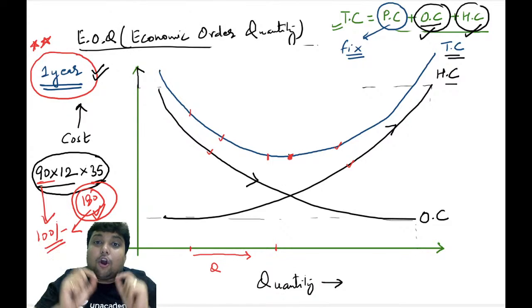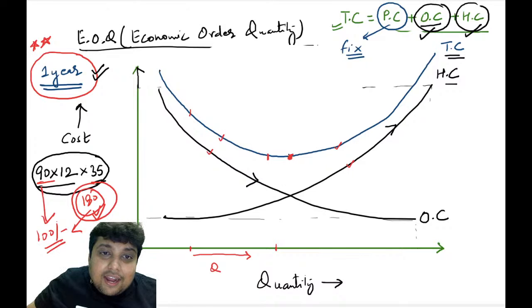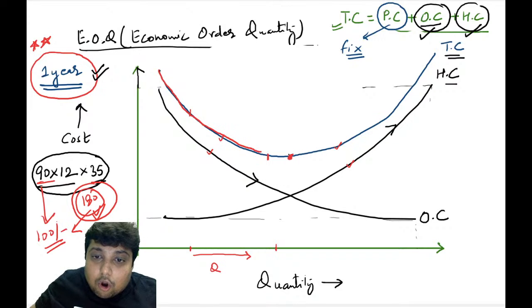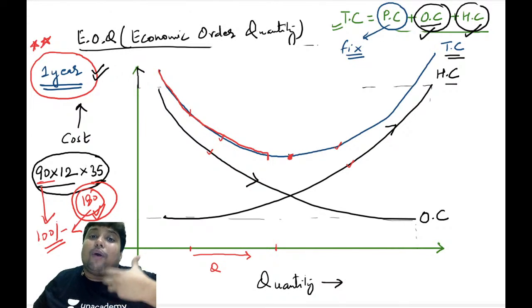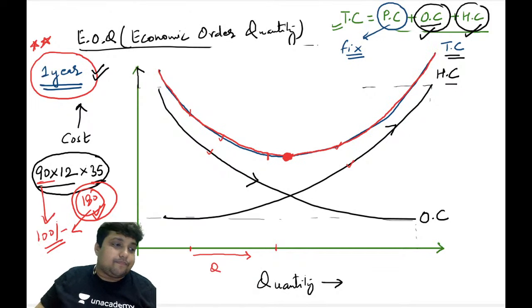But the effect of ordering cost was instant. So initially, when I increase the lot size, the total cost dips down because the ordering cost was decreasing and the holding cost could not show its effect instantly. But when the holding cost started showing its effect after this point, then the total cost again starts increasing.